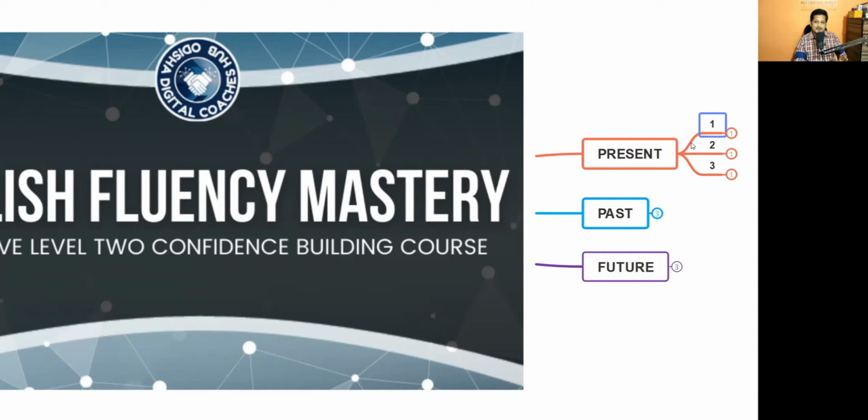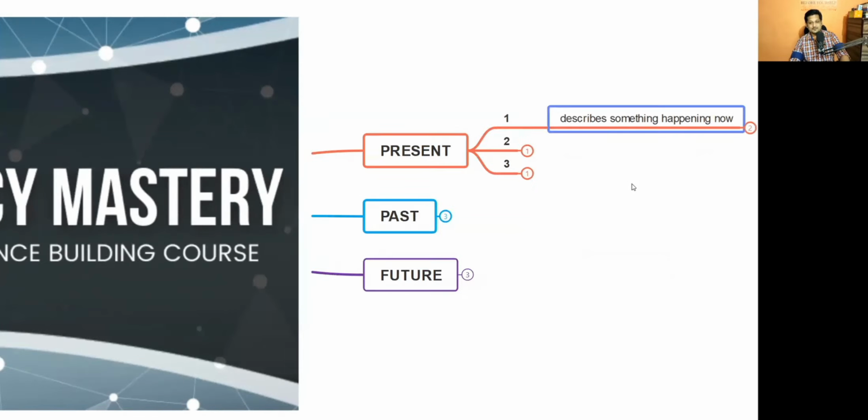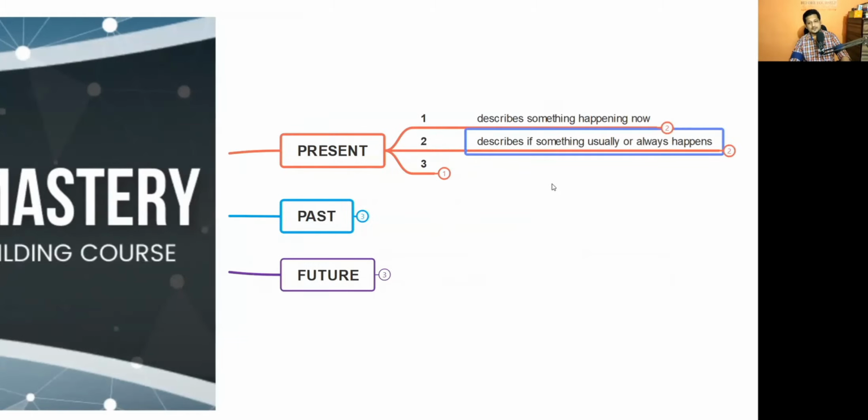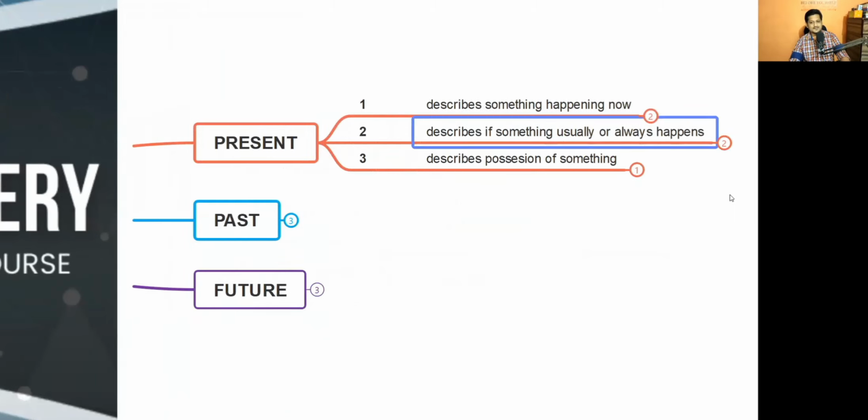When we write present sentences, we basically want to describe something which is happening now, something that usually happens, and to describe possession of something. Possession means adhikrutata, adhikrit karna. Meaning, if you have something, that is also simple present tense. Okay, so let's go one by one.